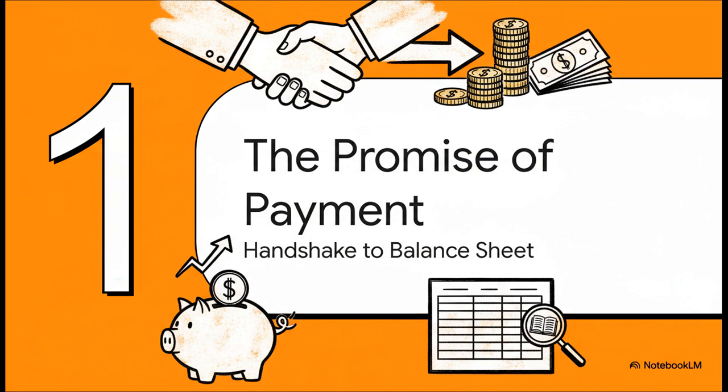All right, let's start with Section 1, the promise of payment. What we're doing here is tracing the journey of a deal, from a simple handshake or a signed contract, all the way to how it gets officially recognized as a real, tangible asset on a company's balance sheet. This is the first, most fundamental step.